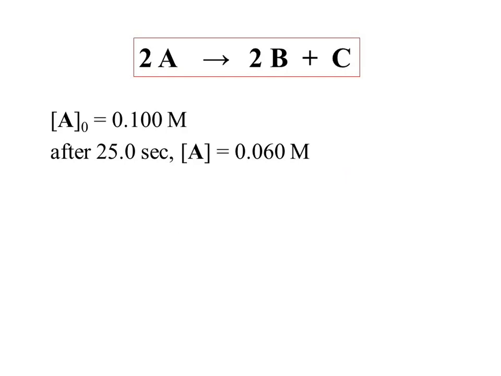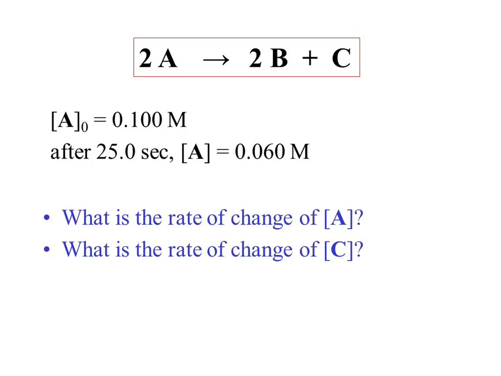So working with some real numbers here, anytime you see that little subscript 0 on the molar concentration of A, that means initial. So A0 is the molar concentration of A at time 0. Of course, it's going to decrease. After 25 seconds, it's gone down from 0.1 to 0.060. So we could come up with the rate of change of A first, and then do a bit of stoichiometry and come up with the rate of change of C.